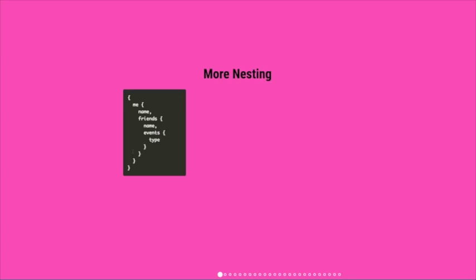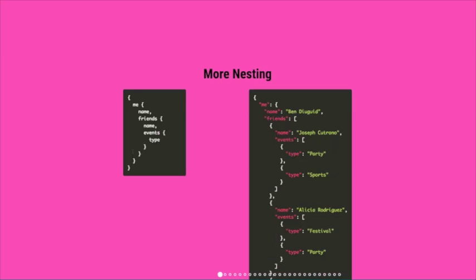More nesting. I can nest as much as I want. So I could ask for me, my name, an array of my friends, and for each one of them I want the name. And for each one of my friends, I also want an array of all the events and the types of that event. So it looks like this, and it flows off the screen. But you can see I get an array of friends, and then for each friend, I get their name, and then the types of all of the events that they're attending in this simple example. And this is a super powerful model.